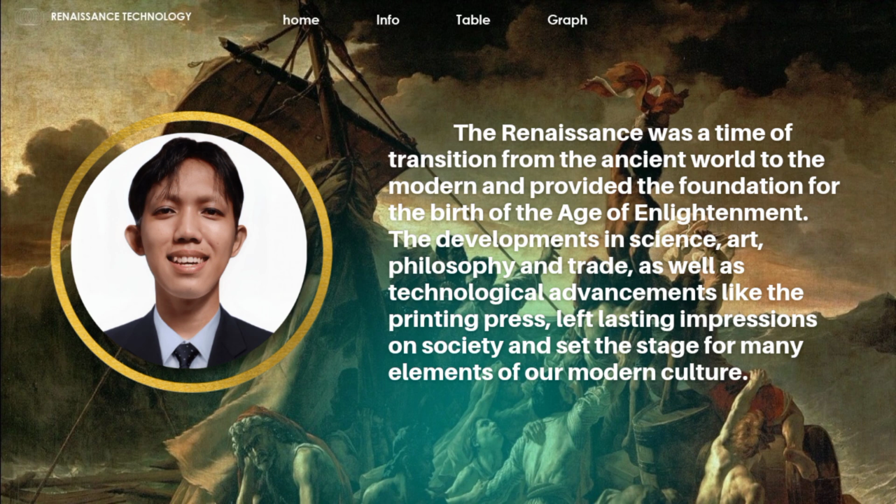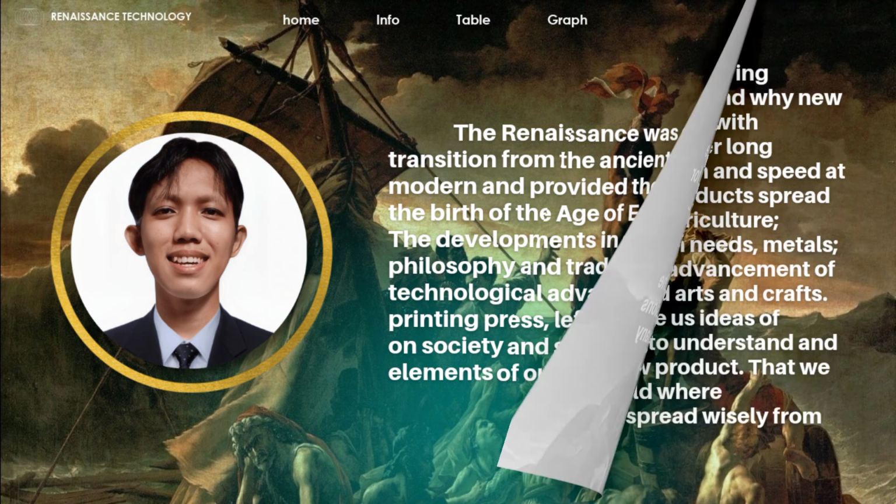As a recapitulation, the Renaissance was a time of transition from the ancient world to the modern and provided the foundation for the birth of the Age of Enlightenment. The developments in science, art, philosophy, and trade, as well as technological advancements like the printing press, left lasting impressions on society and set the stage for many elements of our modern culture.